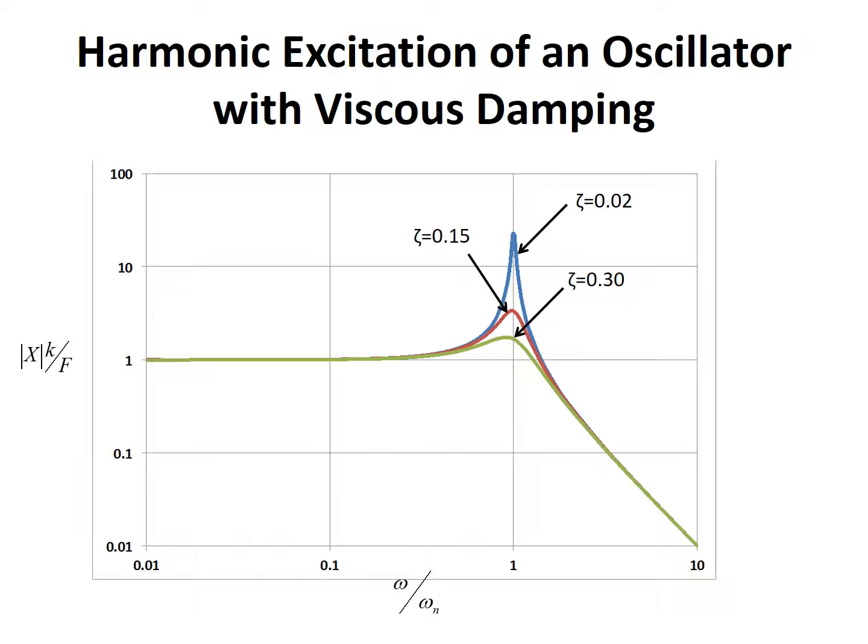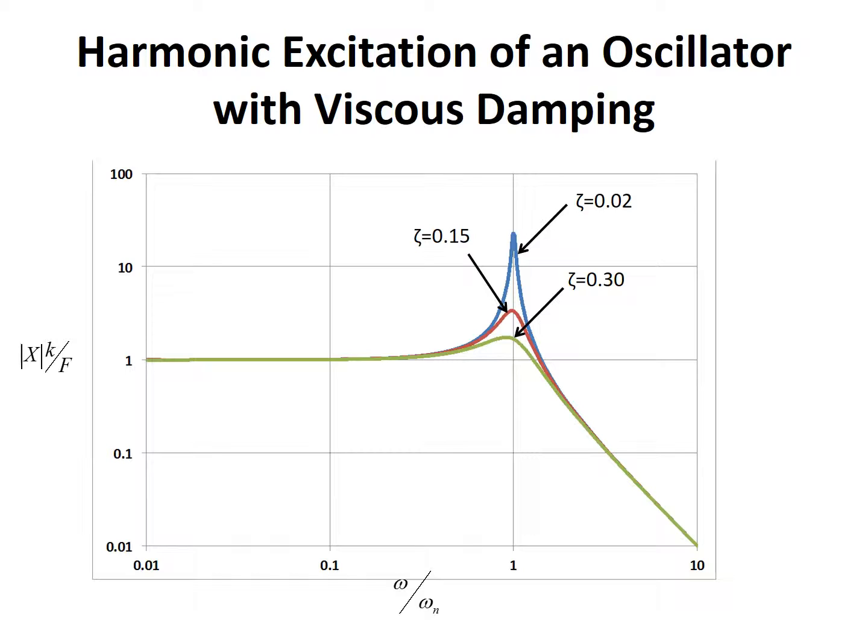Plotting the amplitude X as a function of different values of zeta demonstrates the effect of changing the damping ratio on the forced response of an oscillator with viscous damping. The effect of damping is negligible when the excitation frequency is much lower than the natural frequency, and the impact of damping is also negligible when the excitation frequency is much higher than the natural frequency. The damping ratio has the greatest impact on the amplitude of the forced response in the regime near resonance. Smaller values of zeta lead to larger values of the amplitude at and near resonance.